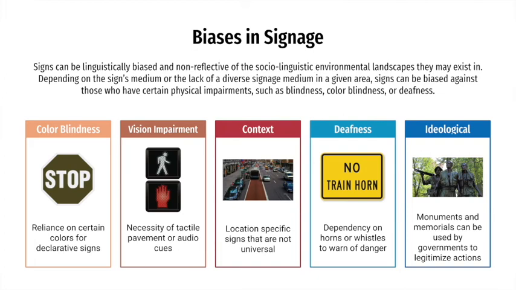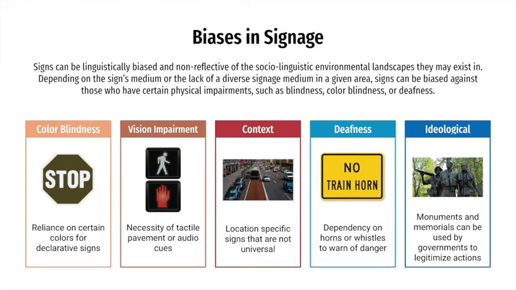I personally have an older sibling who is deaf, and I know when she is traveling, it is important with the signs to not have so much bias. So when you think about the sign on the screen in the deafness category, it says no train horn. That can be a dependency on horns or whistles to warn the deaf community of danger. Last, ideological. When you think about this one, monuments and memorials can be used by governments to legitimize actions.